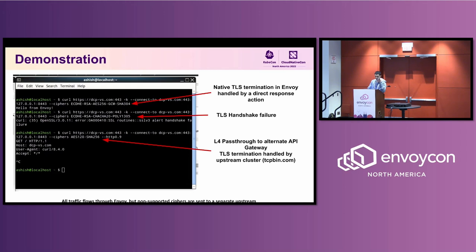And then finally, at the bottom, we have an example of one of our pass-through ciphers. This was 60 from the previous slide, AES128 SHA-256. What happens here is Envoy says, okay, I'll use the other filter chain. And what does that other filter chain do? It just creates an L4 proxy to tcpbin.com. tcpbin.com decrypts the request for us, and it's a TCP echo server, so it just echoes the contents of the request right back. That's exactly what an HTTP request looks like, not a response.